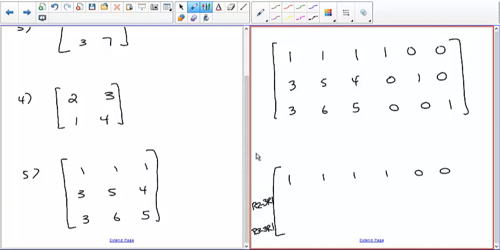So we take 3 row 1. We're leaving row 1 the same, but we're going to multiply by 3. So take each one of these. So it's just going to be 3, 3, 3, 3, 0, 0.